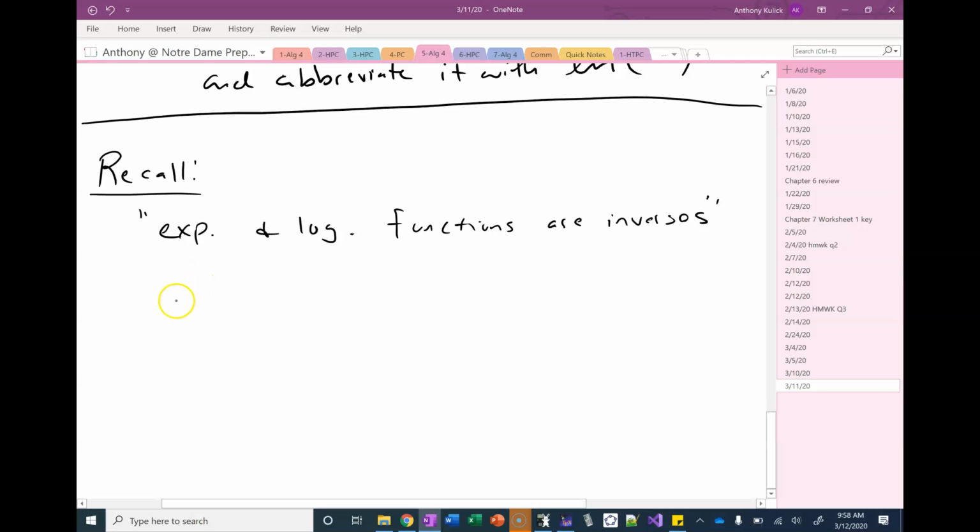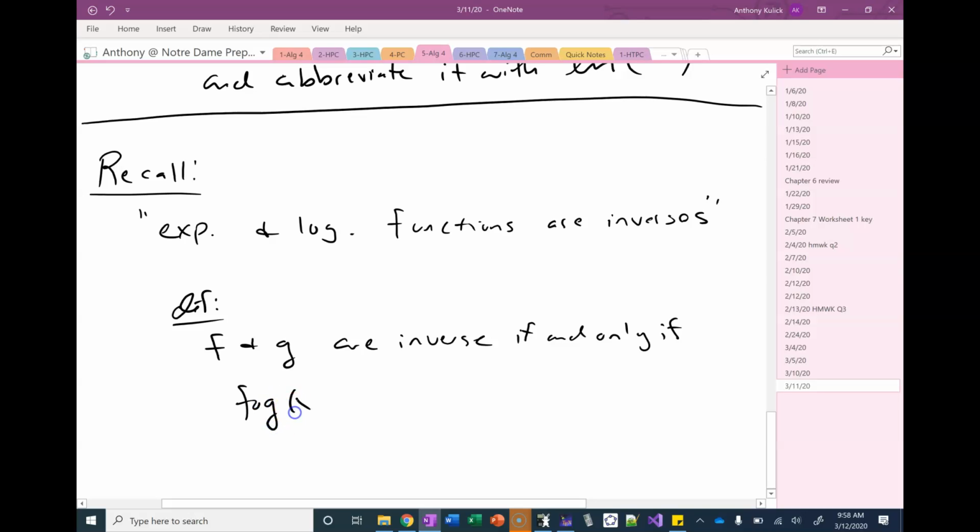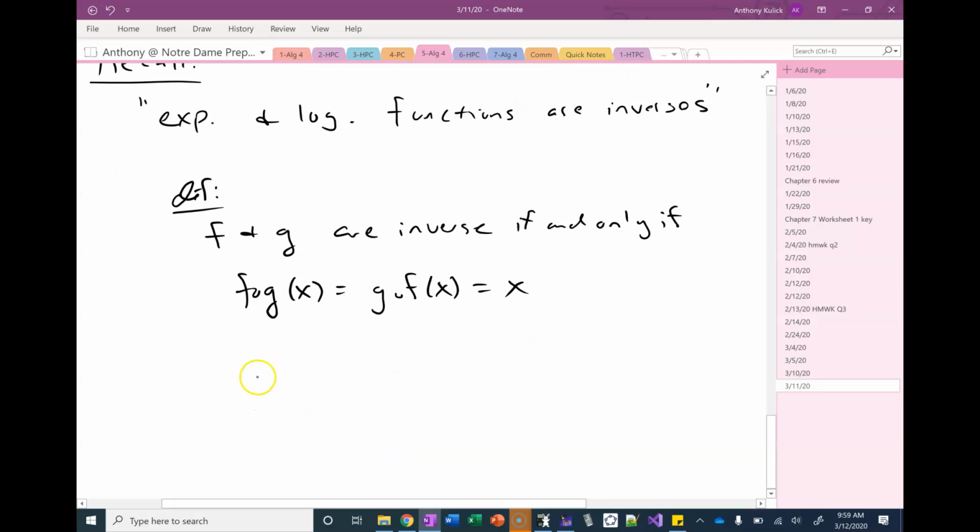So remember our definition that said that f and g are inverses if and only if f compose g of x is equal to g compose f of x, which is equal to x. Okay? So let's say that we have the function f of x, which is equal to b to the x, and g of x is the function log base b of x.